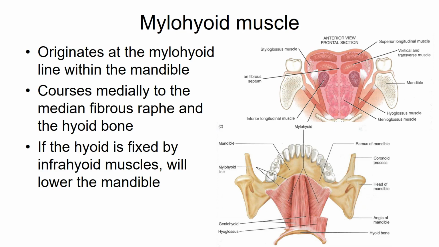The mylohyoid muscle was another suprahyoid muscle. This muscle originates from the mylohyoid line on the inner side of the mandible and courses medially to the median fibrous raphe and the body of the hyoid bone. If the hyoid is fixed by infrahyoid muscles, contraction of the mylohyoid will help lower the jaw. Remember also that the mylohyoid muscle acts as a muscular sling underneath the tongue, so it basically holds the tongue up within the oral cavity.